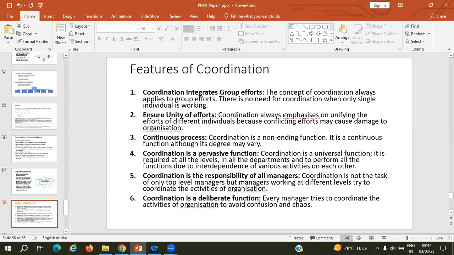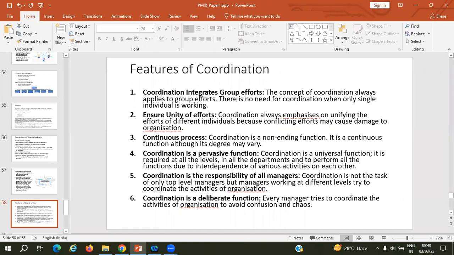Coordination always emphasizes unifying the efforts of different individuals because conflicting effort may cause damage to the organization. If they believe there are different actions, different objectives, then that will conflict between their work, between their effort, and that will damage the main objective.